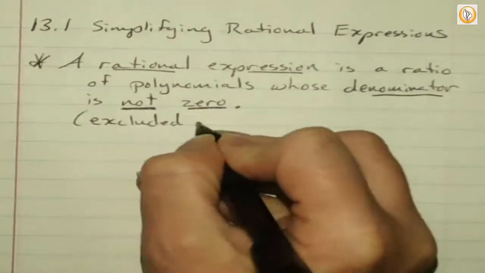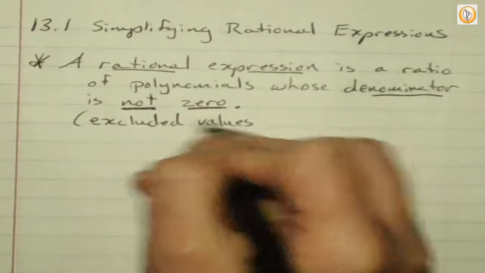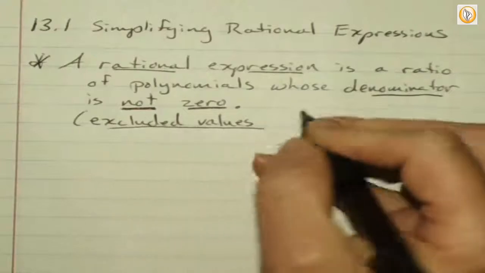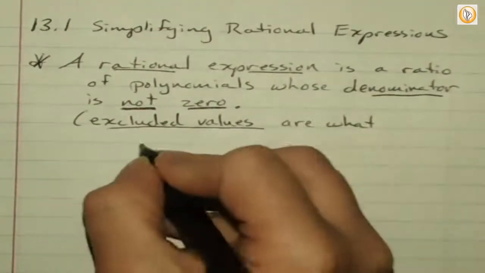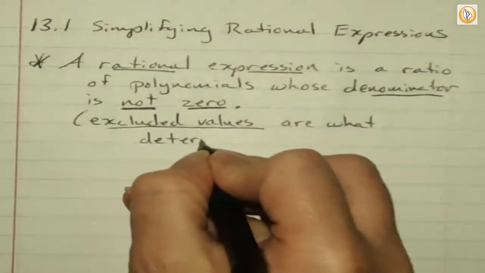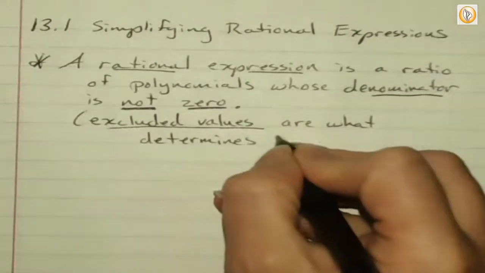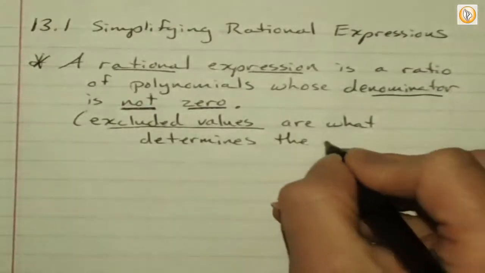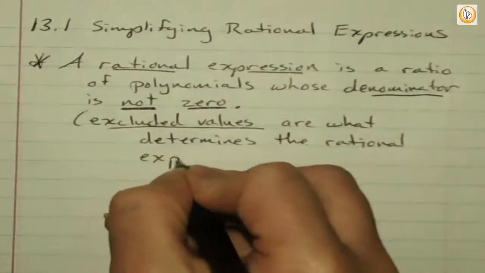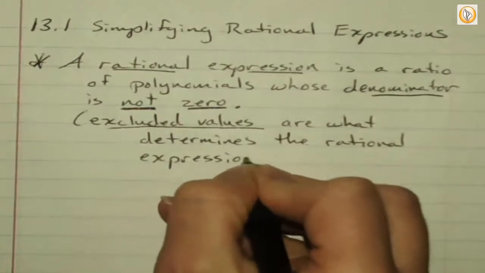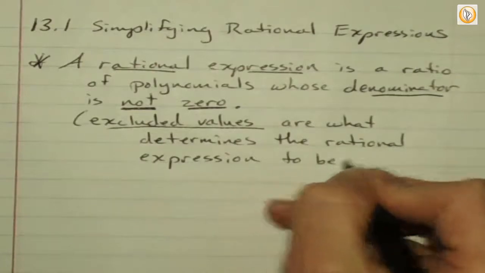Excluded values, you're going to hear about this, are what determines the rational expression to be undefined.